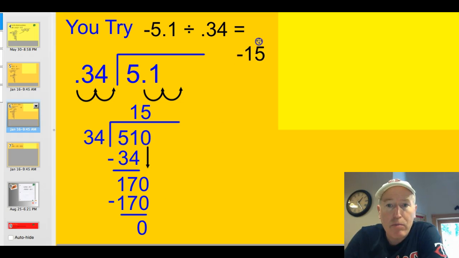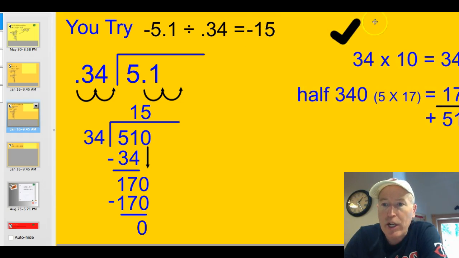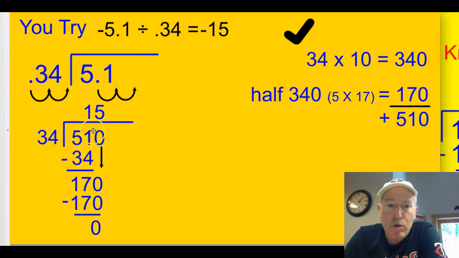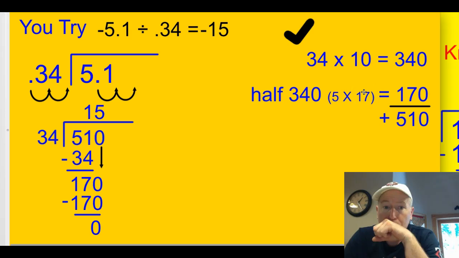Now when we go back up here to put this guy in, we'll just have to check. We have negative 5.1 divided by 0.34. We have a negative divided by a positive. That's going to be a negative number. Do a quick check here. We're looking at 510 divided by 34. So that would mean 15 times 34 would be 510. So 34 times 10 would be 340. And then half of 340, or 5 times 17, would be 170. So I have my 510 there.